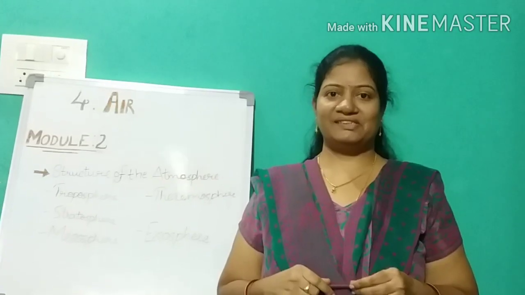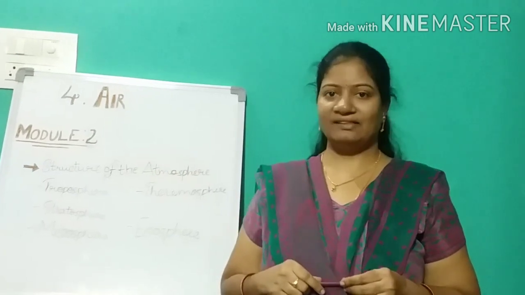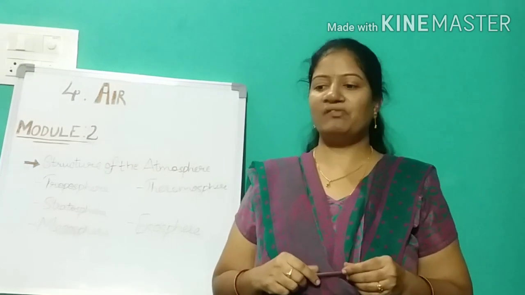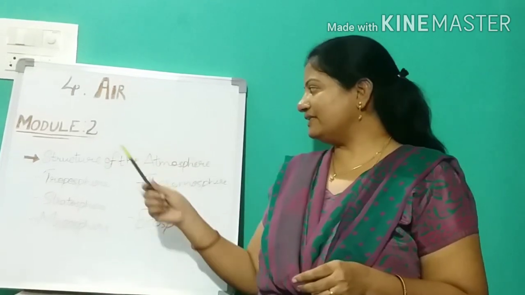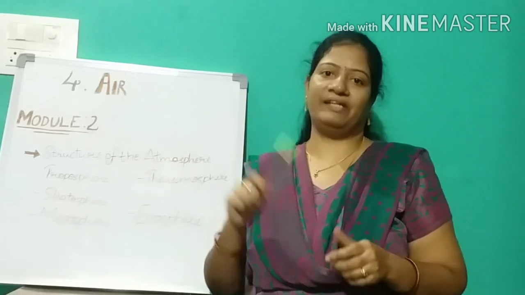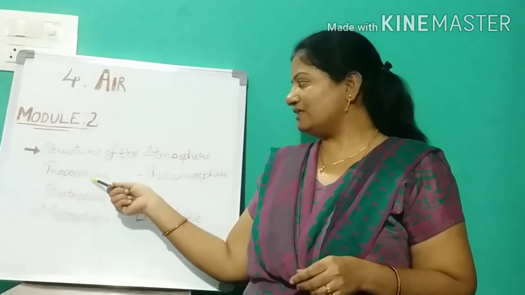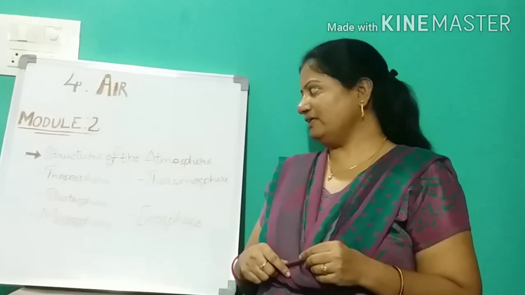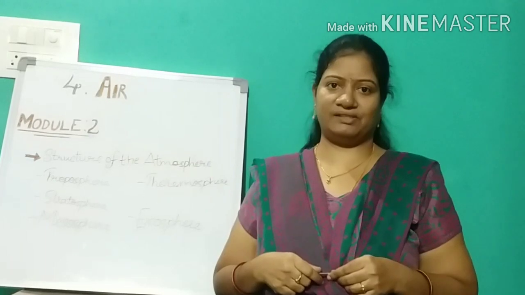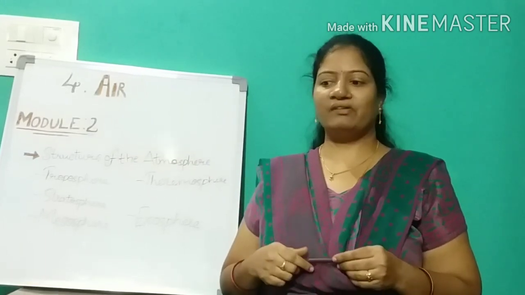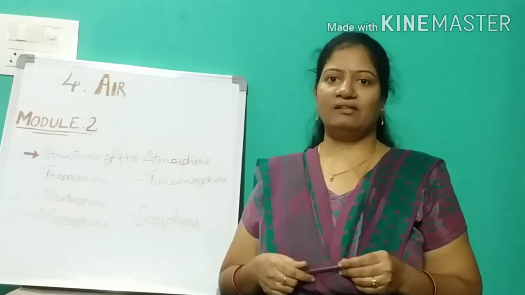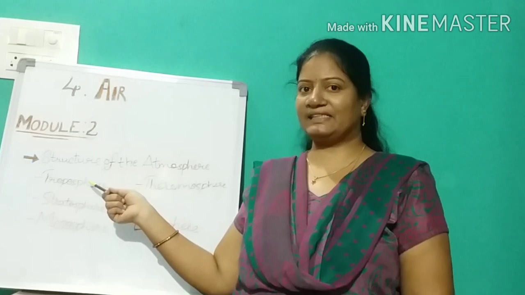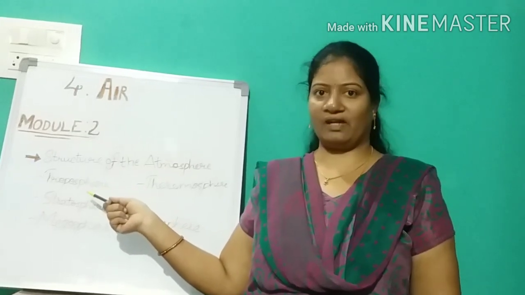Okay, so children, I hope you understand the topic, the layers of the atmosphere, the structure of the atmosphere. So once again I will give you a recap. In the structure of the atmosphere we have 5 layers. The first one is the troposphere, where we live, right? This is the most important layer for us, because the oxygen we breathe exists in this layer. And this extends up to 13 kilometers on average.